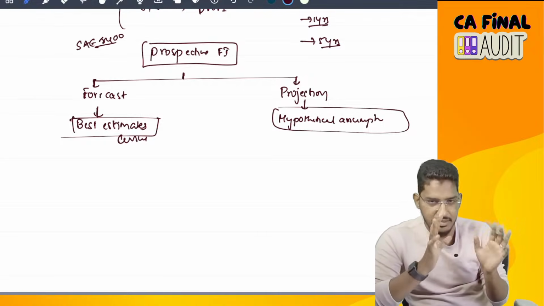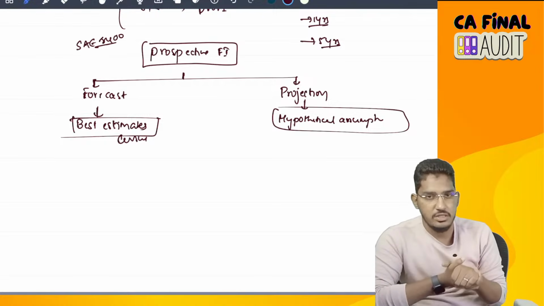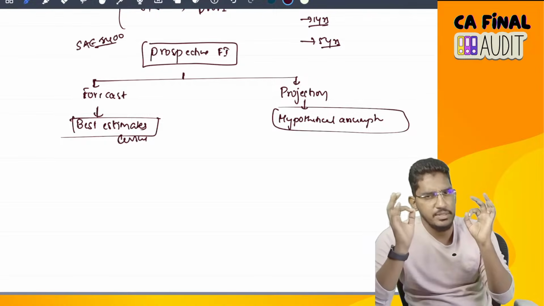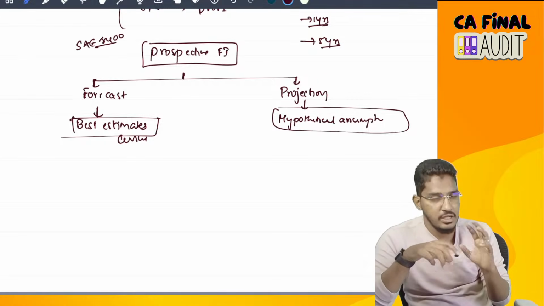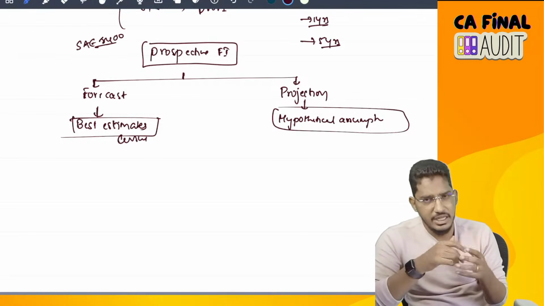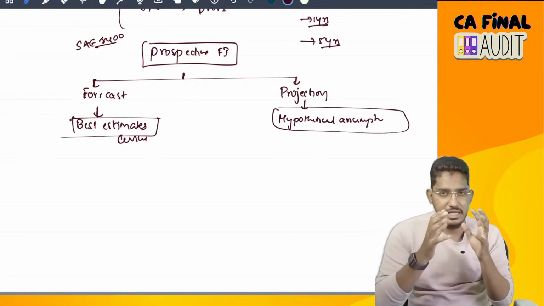So everything reasonably they have considered and prepared the forecast for the next 1 year. See, this is a best estimate assumption. This is more likely to happen. Even though it is an assumption, it is more likely to happen. Why? Because there is a basis.